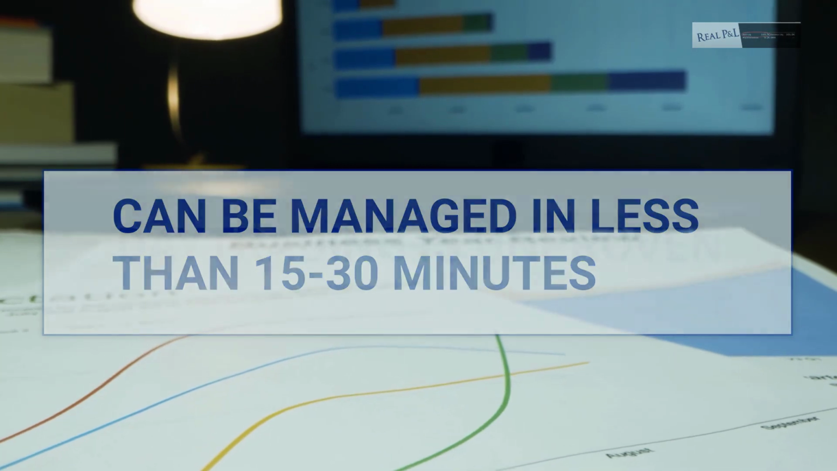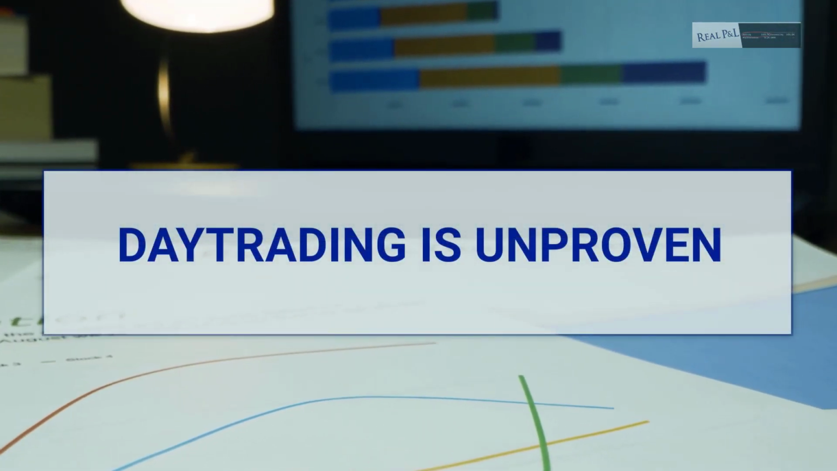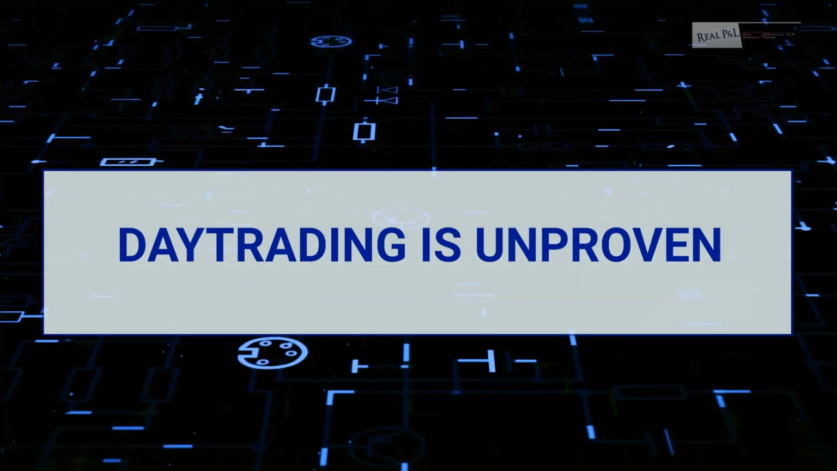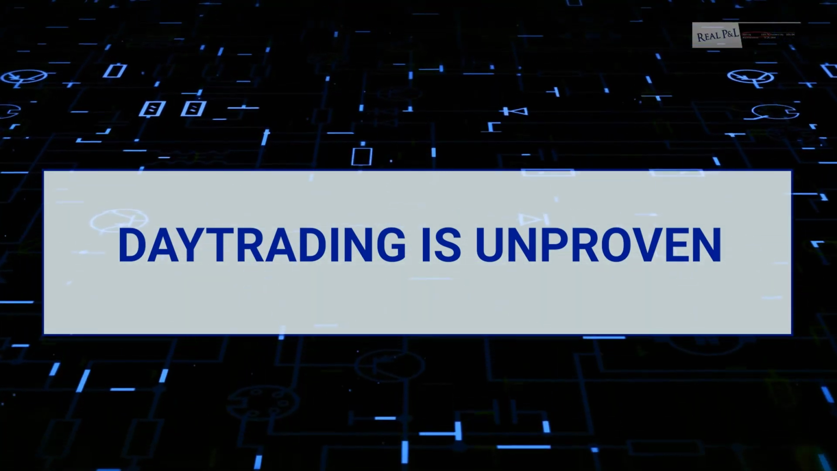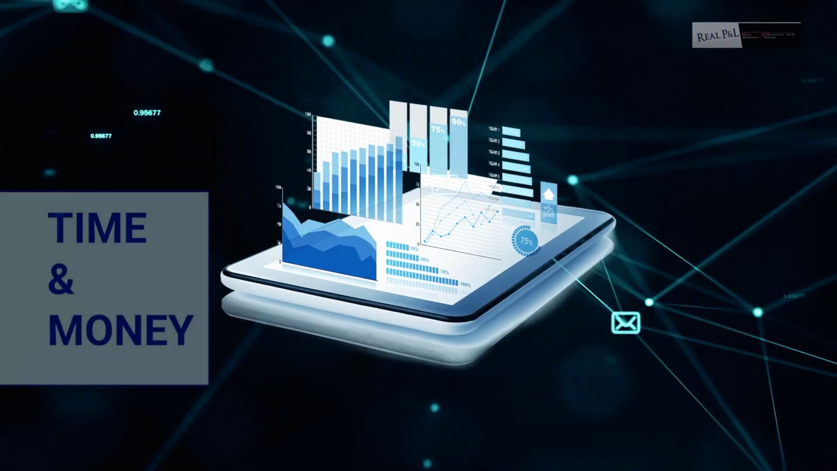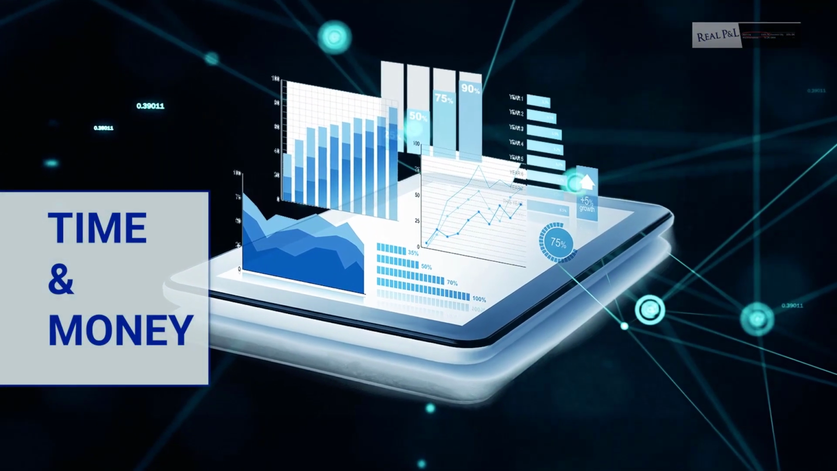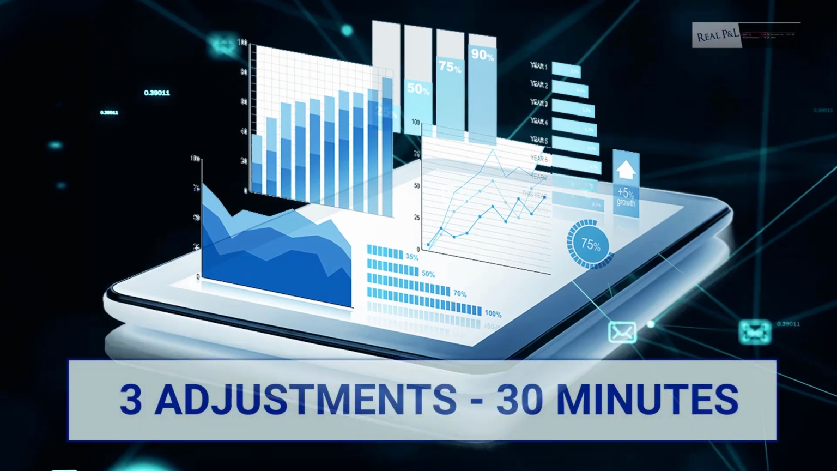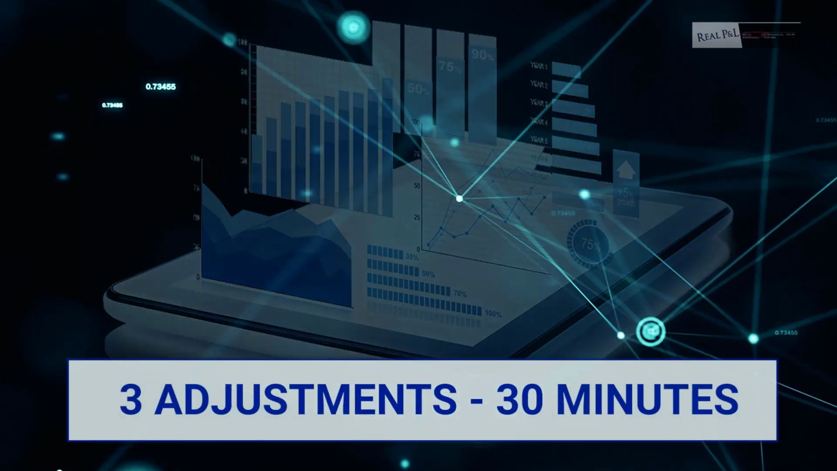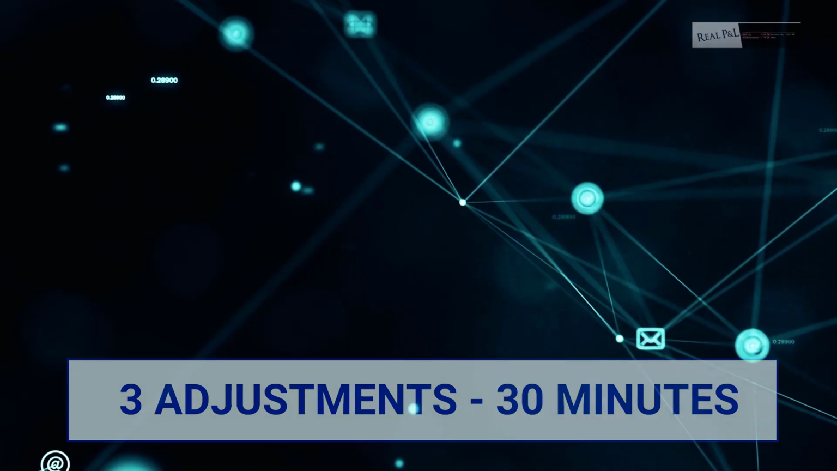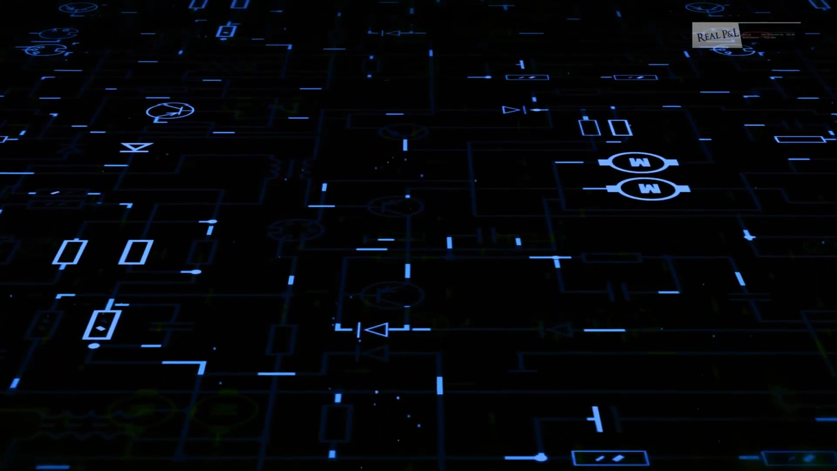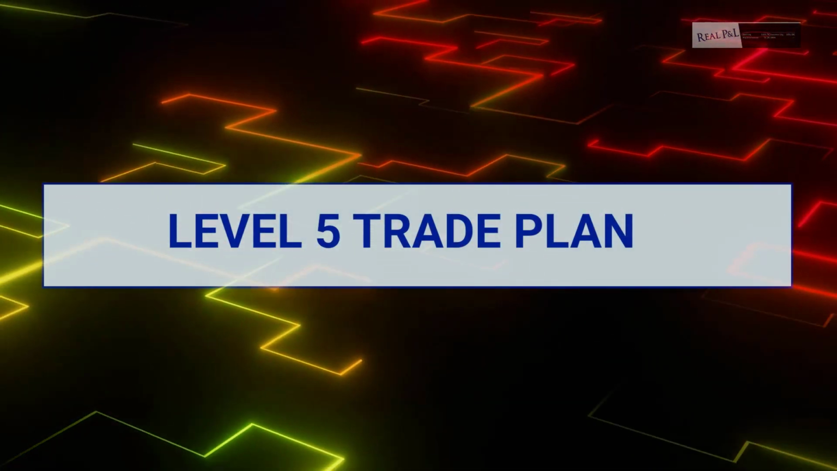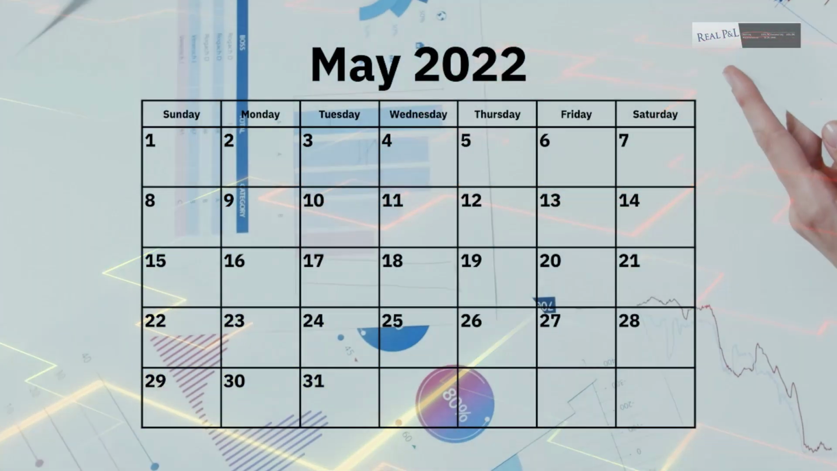And this is why I'm baffled when I see people spend their time learning how to day trade, which puts them in front of the computer stressed out all day. Not to mention, day trading is unproven. Wouldn't it be more prudent to learn a system that creates both time and money? This month I made 3 to 4 adjustments that took around 30 minutes to manage the Premier Level 5. This is why I highly recommend learning about the Level 5 trade plans and adding another dimension that can create a real edge. Now here are the results for my Premier Level 5 portfolio for May 2022.